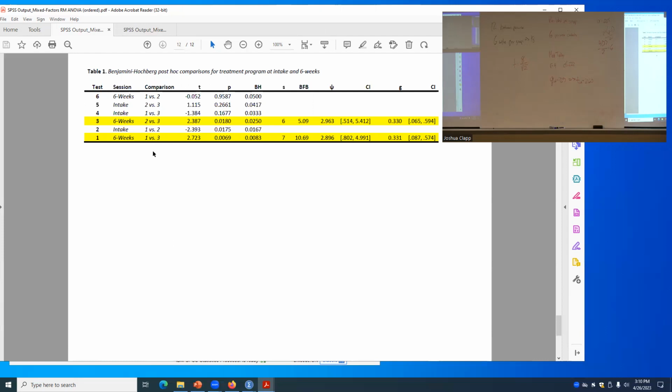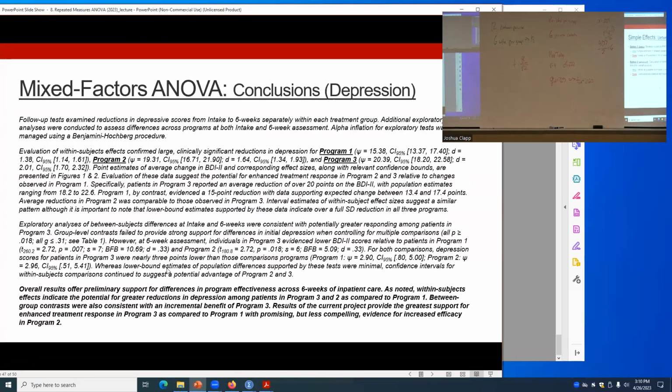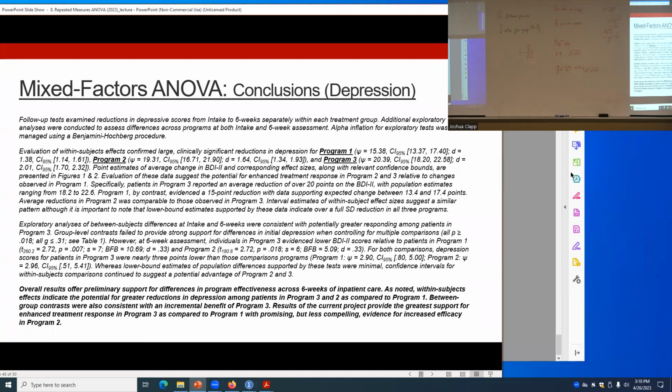Okay. So this may be a way that I might start to integrate things. We're saying follow-up tests of depression scores from intake to 6 weeks were looked at separately within each treatment. Okay, so we're talking about our within-group analyses. Additional exploratory analyses were conducted to assess differences across programs, both at intake and at the 6-week assessment. Alpha inflation for exploratory analyses was managed through Benjamini-Hochberg.